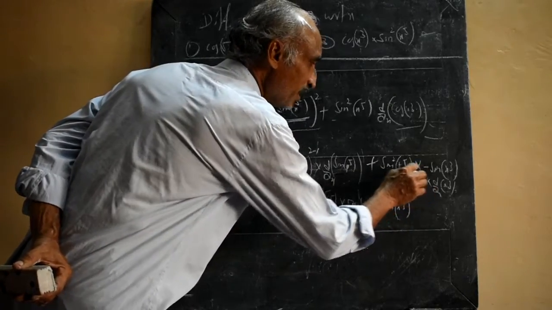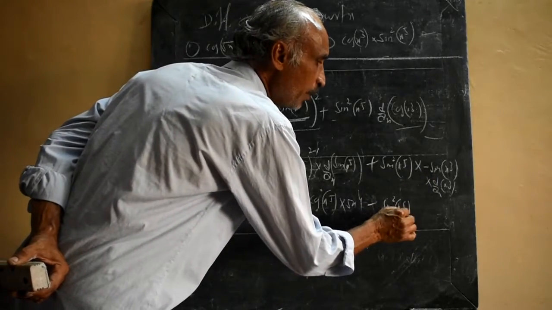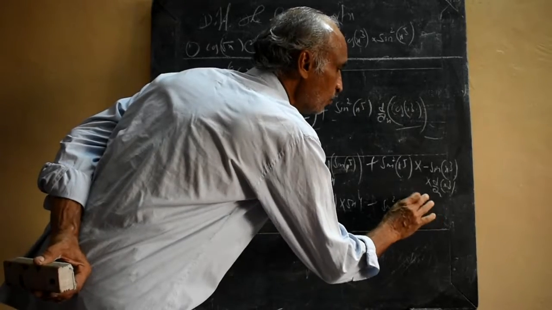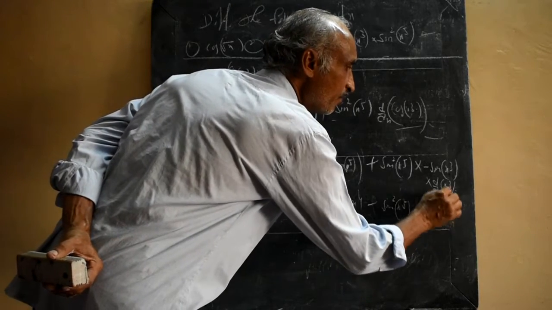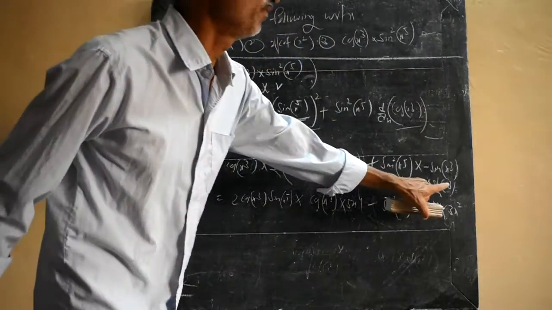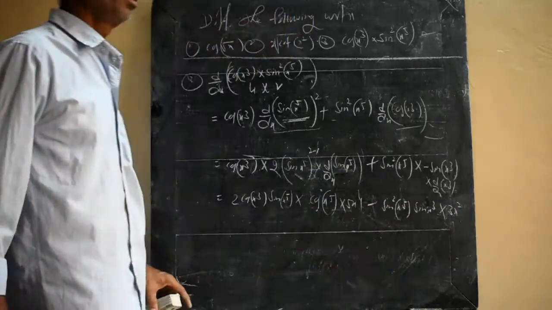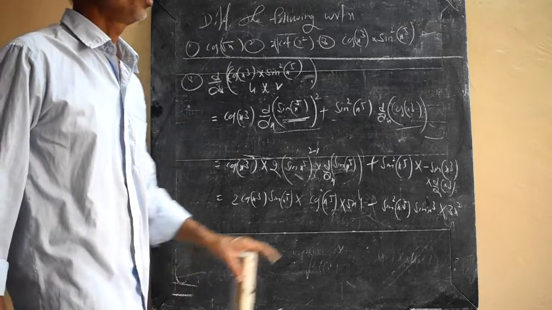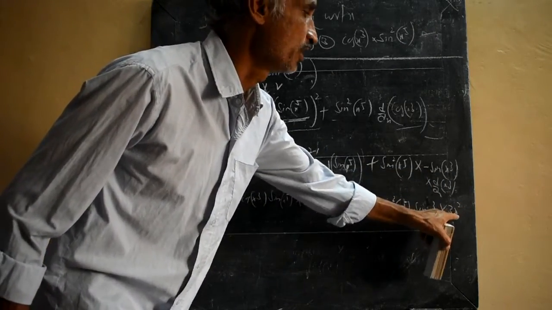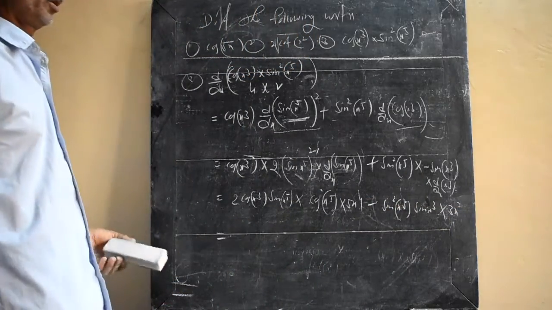Plus here the minus is there, plus into minus is minus: minus sin square x raised to 5 into sin x cube into the differentiation of x cube. For a simple function x raised to n, differentiation is n into x raised to n minus 1, so it is 3 into x raised to 3 minus 1, and 3 minus 1 is 2. That's all. Differentiation is over.